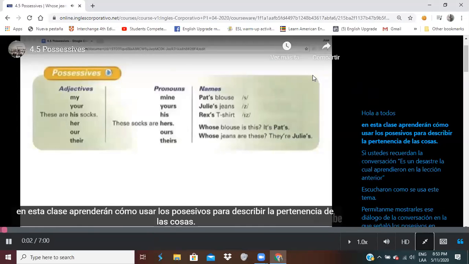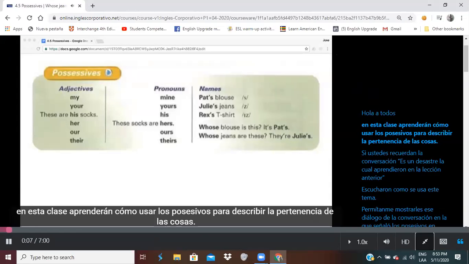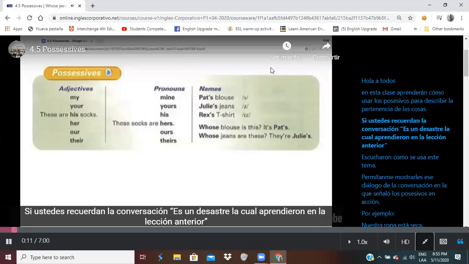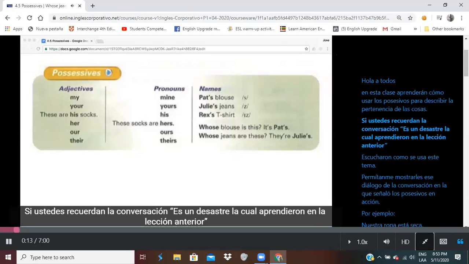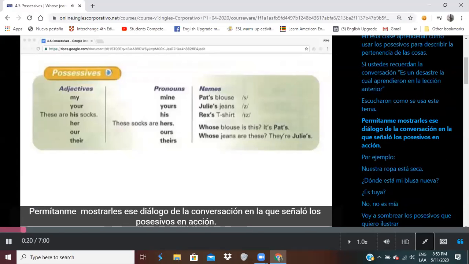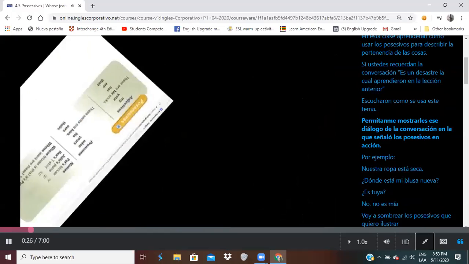Hi everyone. In this class, you'll learn how to use possessives in order to describe belonging of things. If you recall the conversation, it's a disaster, which you learned on our previous lesson. You heard how this topic is used. Let me quickly show you that conversation dialogue and I'll point out the possessives in action.